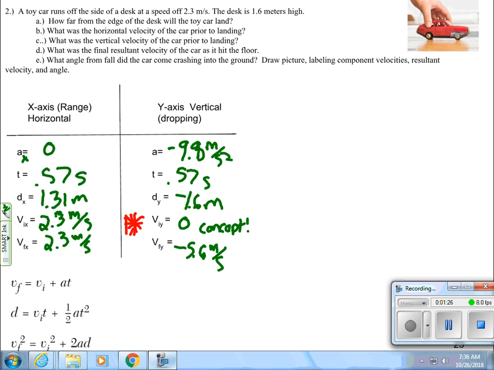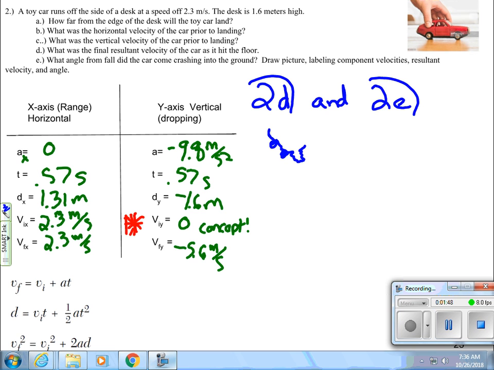Now I'm going to show you how to do 2D and 2E. All right. 2D, what was the final direction as the car crashed into the floor? So I'm going to draw maybe a car crashing into the floor, right? So that's the floor. And that's the car hitting the floor. And for one split second, this is the impact.